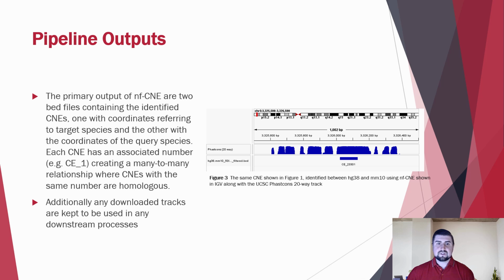Here we can see the same CNE that was shown in Figure 1, identified between human HG38 and mouse MM10 using nf-CNE shown in IGV along with the UCSC FastCons 20ROI track, showing a high degree of conservation within this CNE.